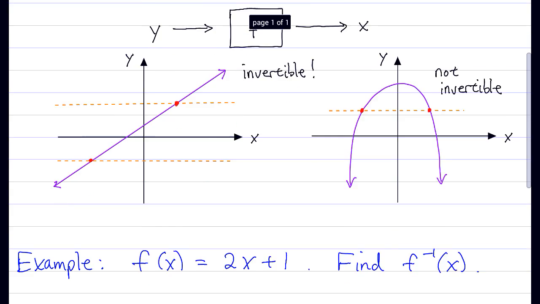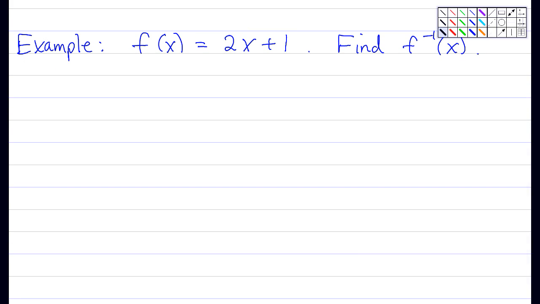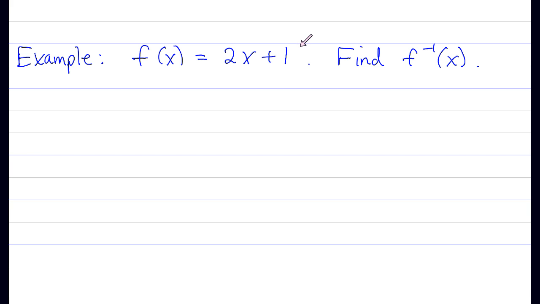So let's see what we actually have to do in order to find the inverse of a function. It's really not that hard. Here I have my function, f of x equals 2x plus 1. You should recognize that as the equation of a line, so this function will definitely have an inverse. Here's the procedure. Step 1: rewrite that equation with y instead of f of x. Easy as that.